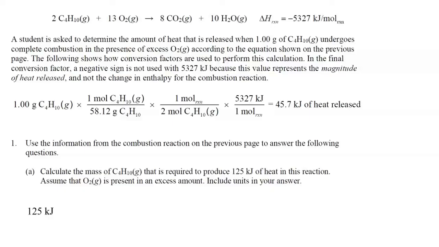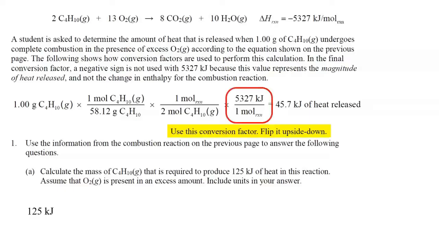So as I reverse my steps compared to this sample problem that I was going over earlier, I'll just be flipping a lot of these conversion factors upside down in order to get the units to cancel out in the appropriate way. So by starting with 125 kilojoules, I know I'm going to put kilojoules on the bottom, and then I'm going to put 1 mole of reaction on the top. So I'm going to use this conversion factor, but just put 1 mole of reaction on the top and 5,327 kilojoules of heat on the bottom.